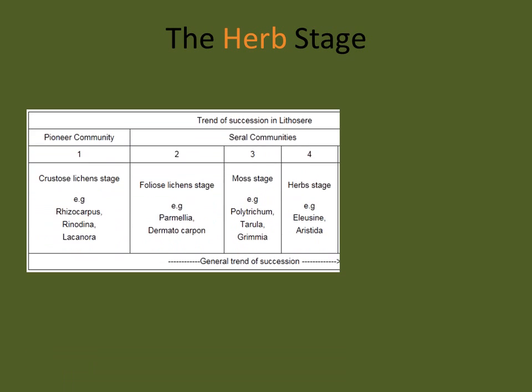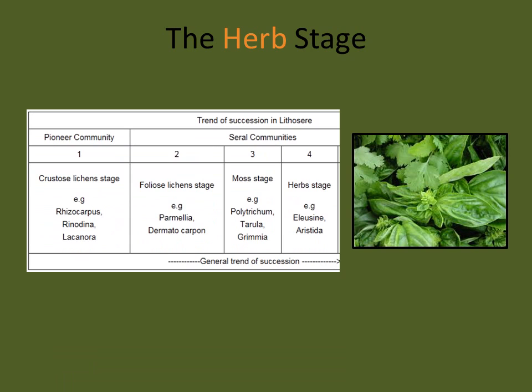This leads us on to the herb stage. Death and decay of mosses produces a mat of organic moss on partially fragmented rock, which helps the germination of seeds of hardy grasses like Eleusine. Some small animals also invade the habitat at this stage.